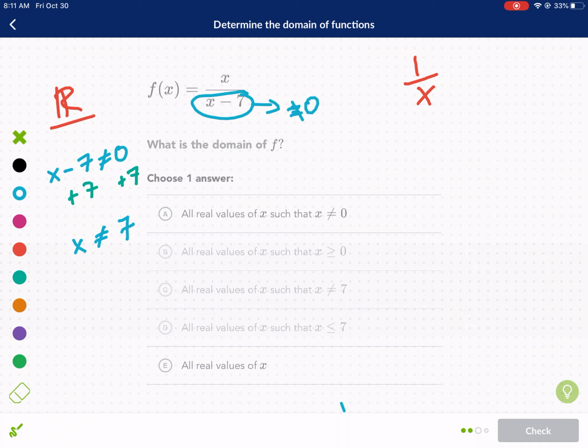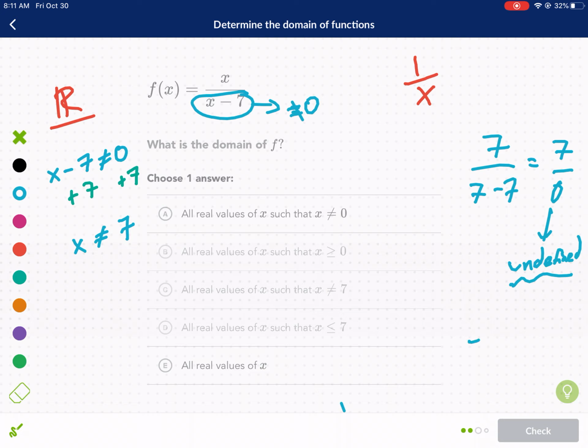Now, why can it not equal 7? What happens if we plug it in? We plug in 7 in the top, 7 in the bottom, and we get 7 over 0. That is undefined. You can't have that situation for a domain. You can't have an undefined situation. So that's not part of our domain. That's not a function. So x cannot equal 7.